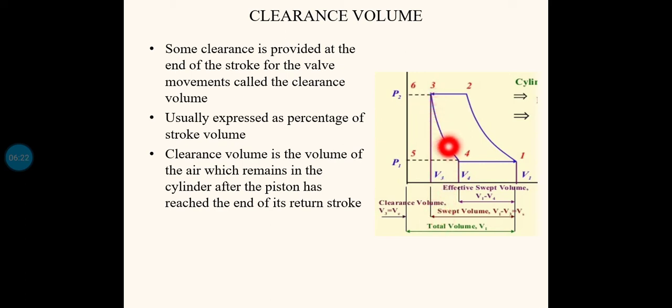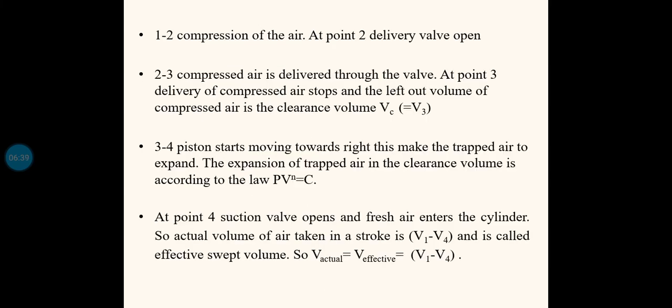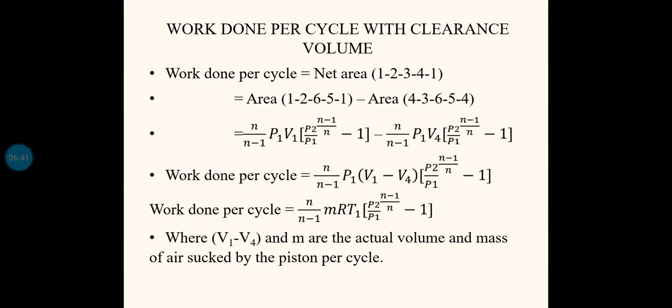But by considering this expansion, finally the suction will be starting from point 4. So effective swept volume is V1 minus V4, and if you are not considering this expansion, then the swept volume starts from point 3, from this point. So V1 minus V3 is the swept volume. So the ratio of these two is the volumetric efficiency.